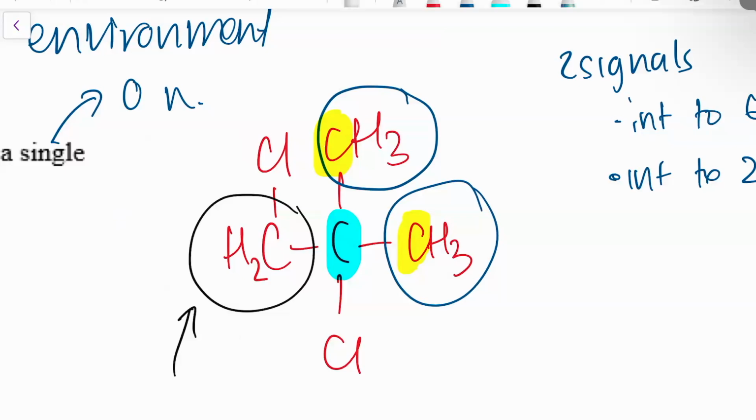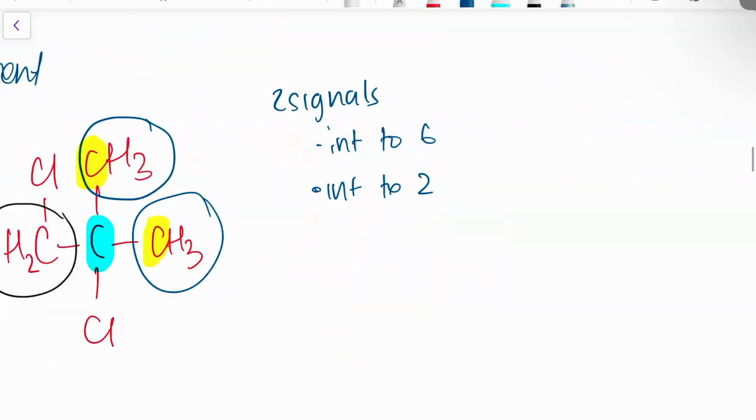So that carbon in blue doesn't have any hydrogens on it at all, which means the house next to me has no one living in it, which means no neighbors for me in the yellow house. So I have two signals. The one that's integrated to 6 has no neighbors, which means it's got no splitting and it's going to be a singlet.